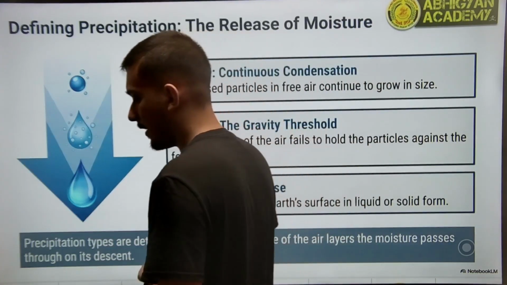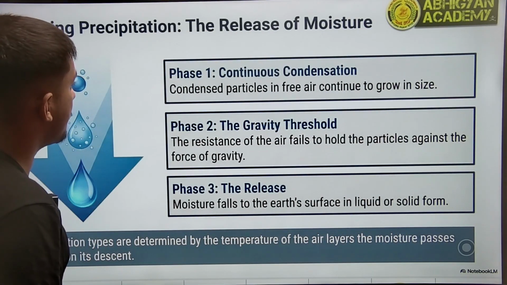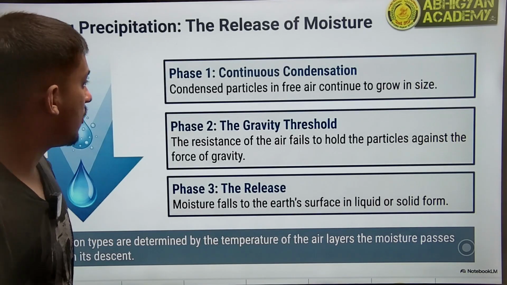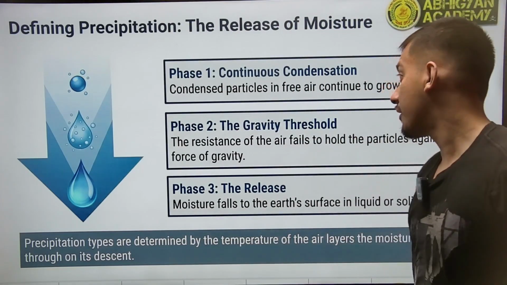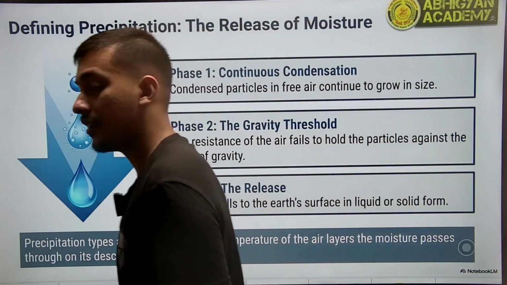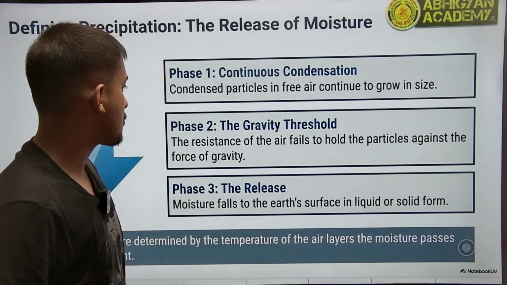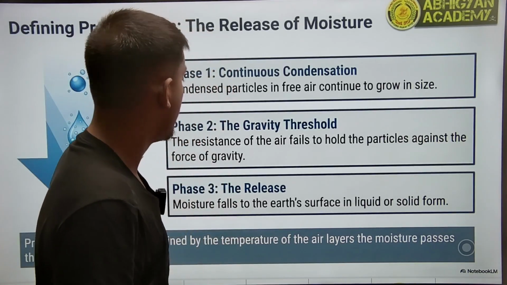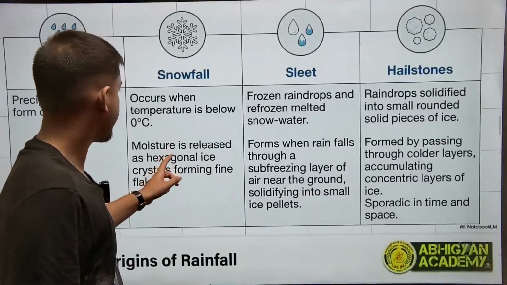Defining precipitation, right? The release of moisture. So how does precipitation occur? It occurs due to constant condensation. Due to condensation, the gas turns to liquid form. We have the gravity threshold, as the air fails to hold the heavier particles, and finally the release.